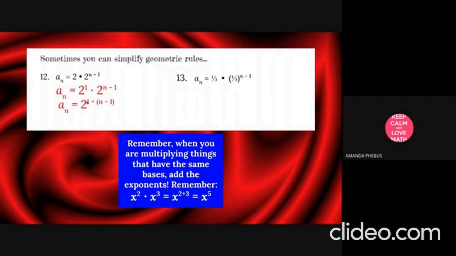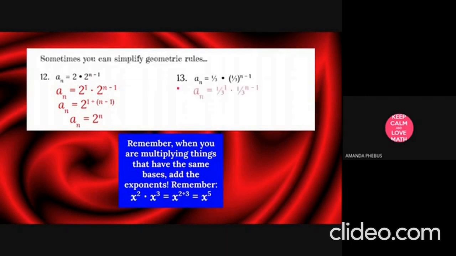Now I have a positive 1, and I'm adding a negative 1, and 1 plus negative 1 cancels, right? And so I'm left with a sub n equals 2 to the n. So you can only do this if the bases are the same, and you are adding the exponents. You're not even multiplying. So let's look at 13.